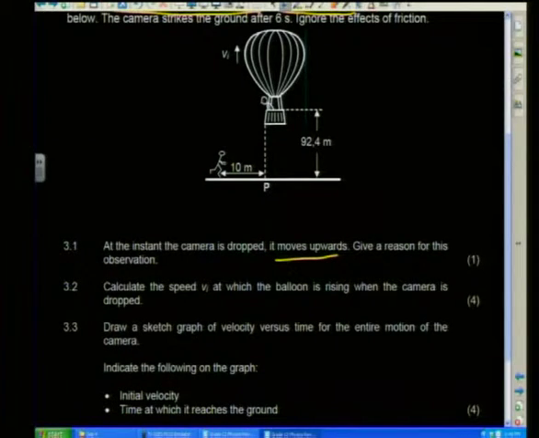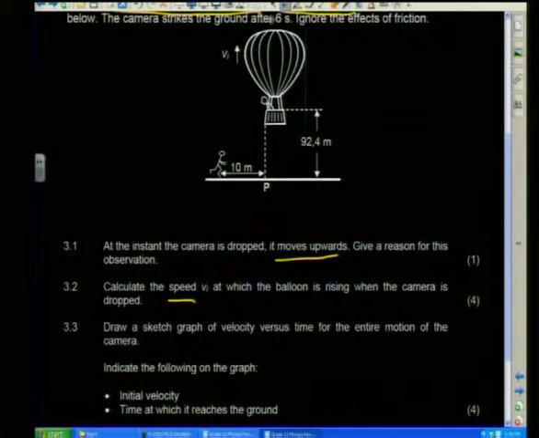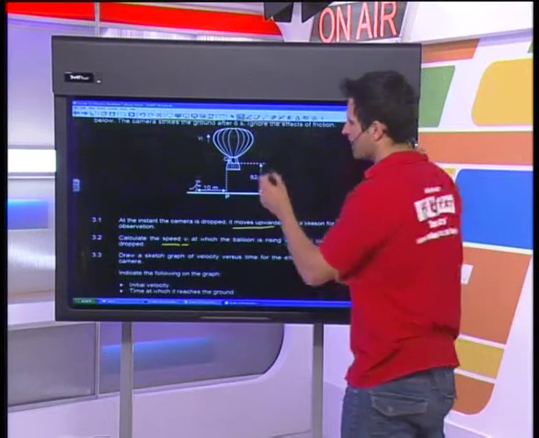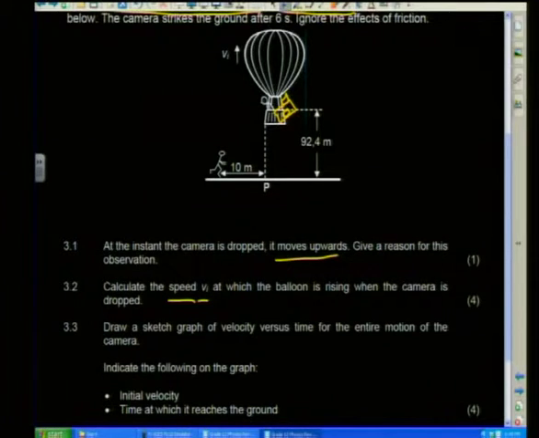Now 3.2 is where I place my interest. It says to calculate the speed, Vi. The reason they've chosen the word speed is because you don't really need a direction, but they have called it V for velocity. So when they say speed, you don't have to give a direction, at which the balloon is rising when the camera is dropped. What we've got to figure out is, if I've got my little camera over there, my camera continued to move upwards, and eventually it's going to fall all the way back down my 92.4 meters. I know a whole bunch of information about that, but what I've done is the first step in doing my equations of motion.